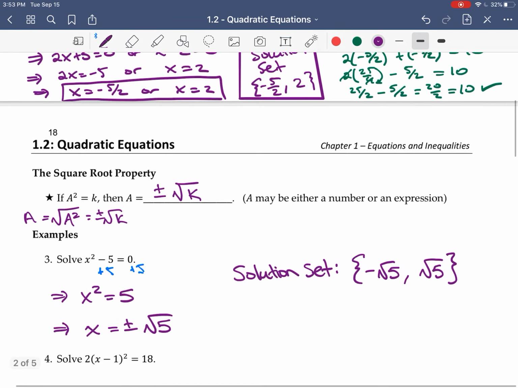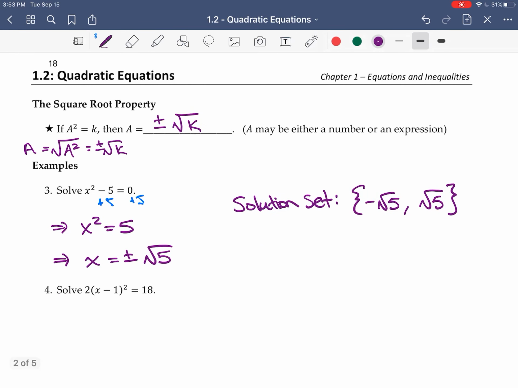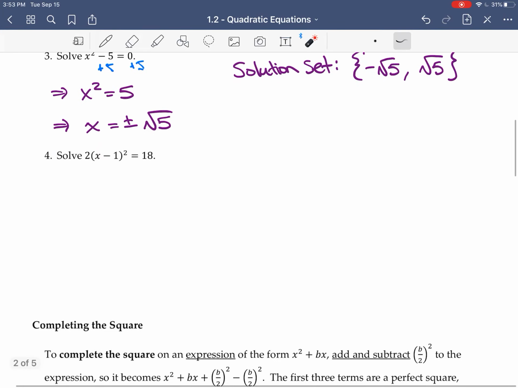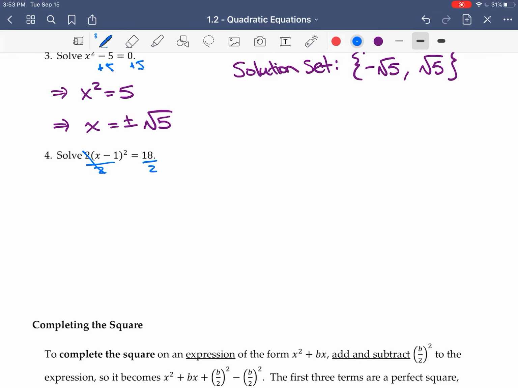Okay, now another way we can solve quadratic equations is to use the square root property. So if you have something squared equals a number, then your something should be plus or minus the square root of that number. So in example 4 here, we can solve this equation this way. Because we have x minus 1 all squared, let's start by solving for that so that we have our something squared on one side. So I'm going to divide both sides by 2 to get rid of that 2. So that gives me x minus 1 all squared equals 9.